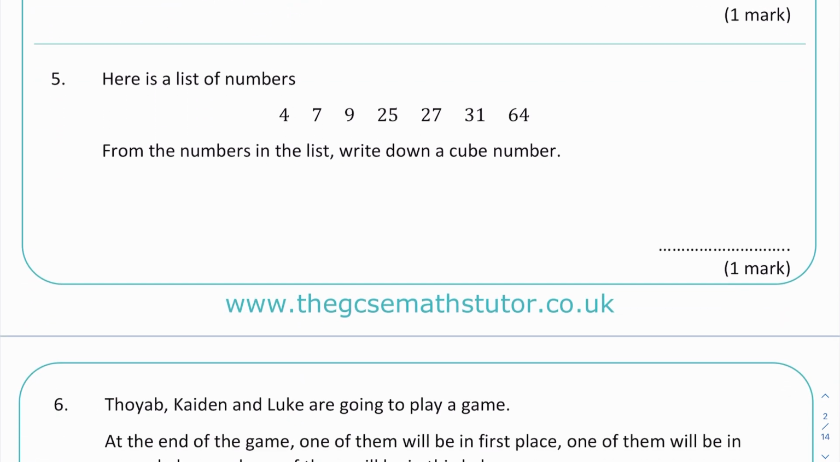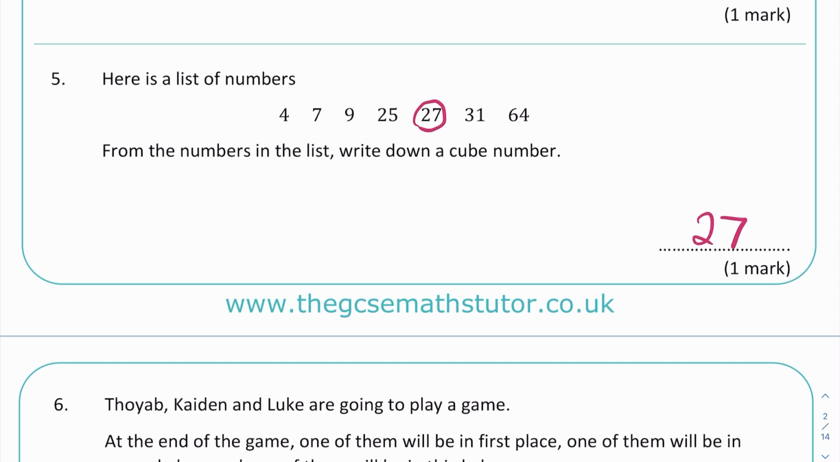Question 5, here is a list of numbers. From the numbers in the list, write down a cube number. I've emphasised "a cube number" there because we just want to write down one number that is a cube number. So we don't want to write down multiple if there are more than one. 2 times 2 times 2 is 8. 3 times 3 times 3 is 27. That's in the list there. So we could just write down 27.